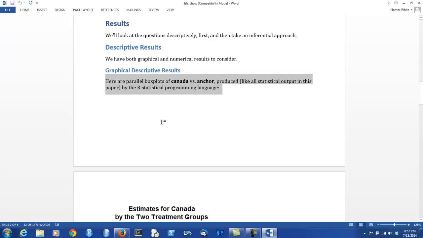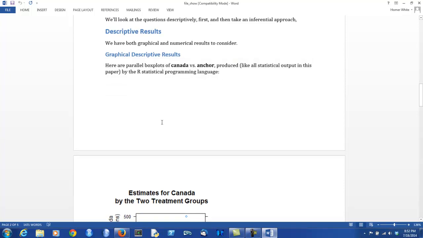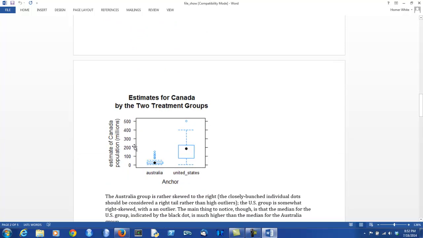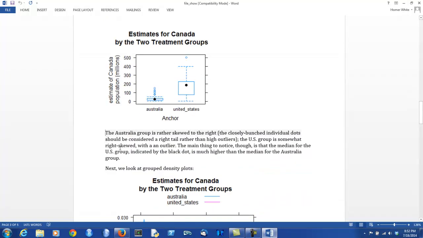First of all are the parallel box plots, where you break down the estimate of the population of Canada into the two groups in the experiment. And here's what we see. And then, of course, some discussion of what you're seeing in those two box plots and what it means for the research question. Particularly the medians are of importance here. The median for the United States group was higher than the median estimate of Canada for the Australia group. So it looks like that's an indication of an anchoring effect here. The larger population of the US is prompting people to give larger estimates for Canada.